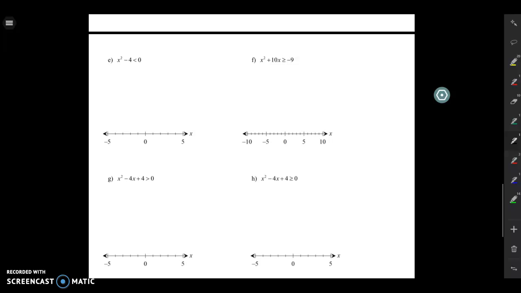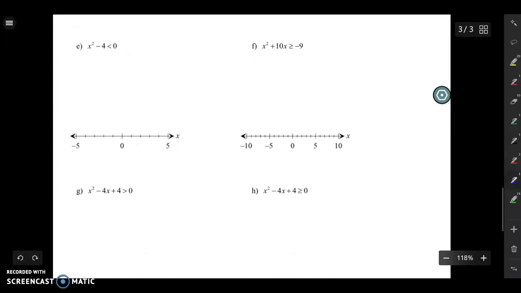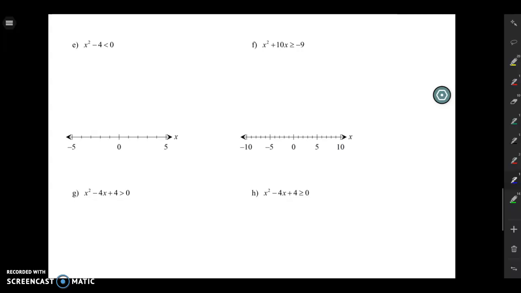Okay, let's just look at a couple more examples of solving quadratic inequalities. So let's look at example E, x squared minus 4 is less than 0. Remember, the first thing I want to do is think about this as just a quadratic equation, x squared minus 4 equals 0.